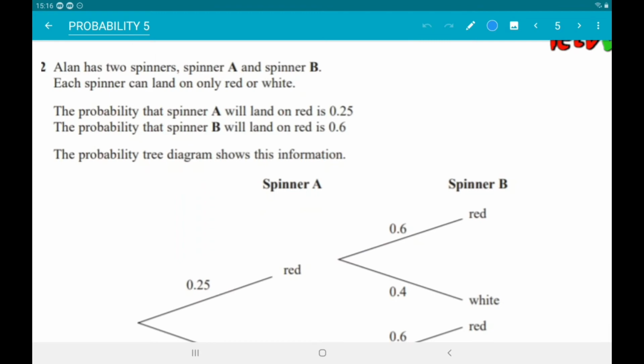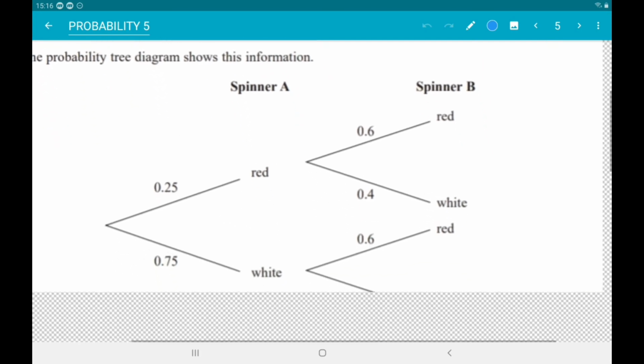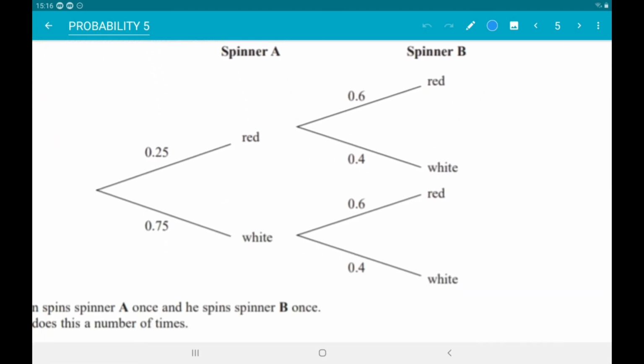Next, Alan has 2 spinners, spinner A and spinner B. Each spinner can only land on red or white. The probability A lands on red is 0.25 and 0.6 for spinner B. So the tree diagram has the probabilities on that.